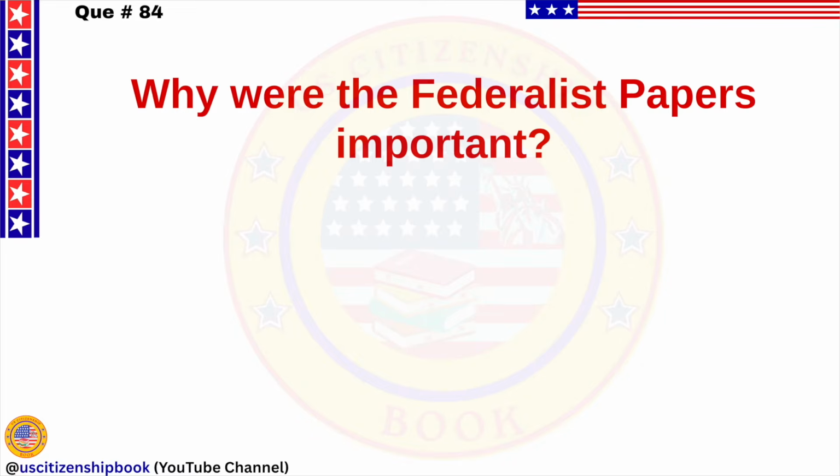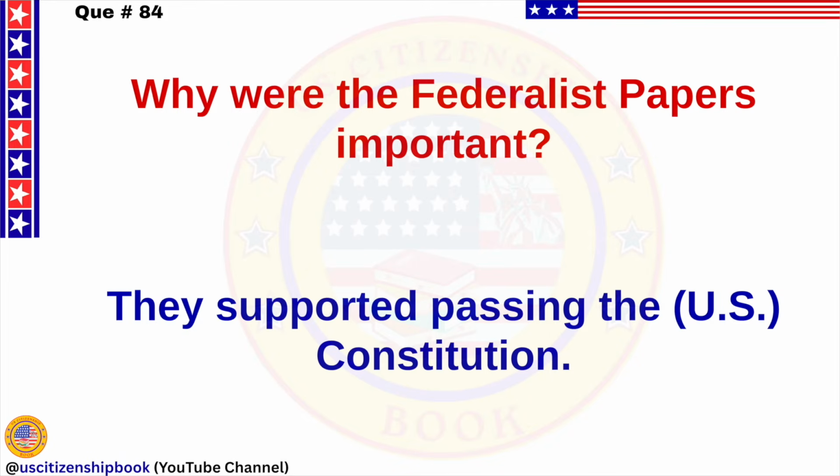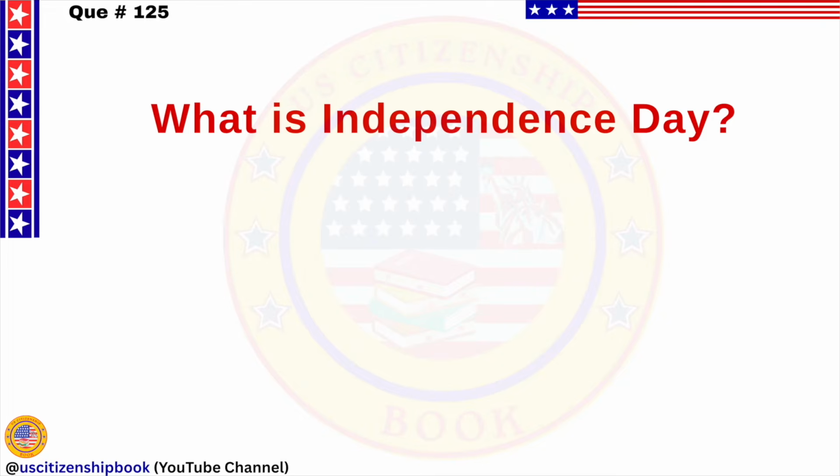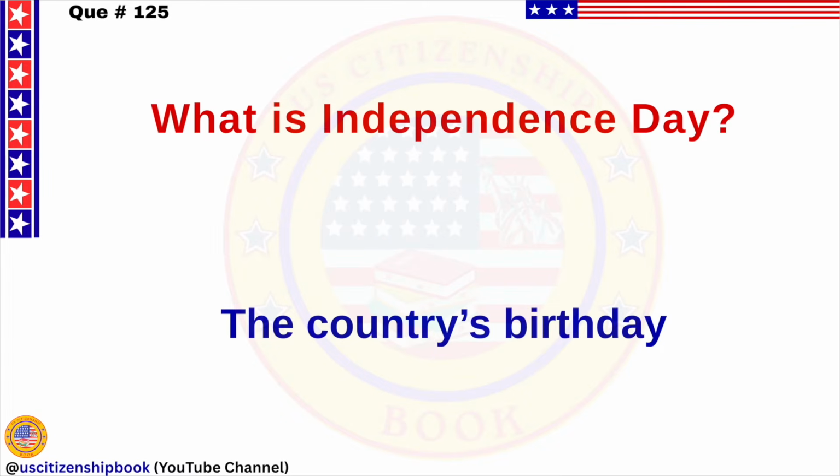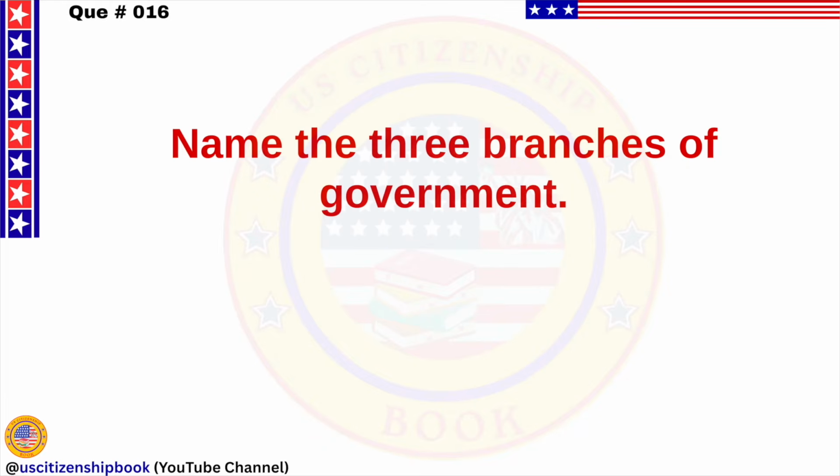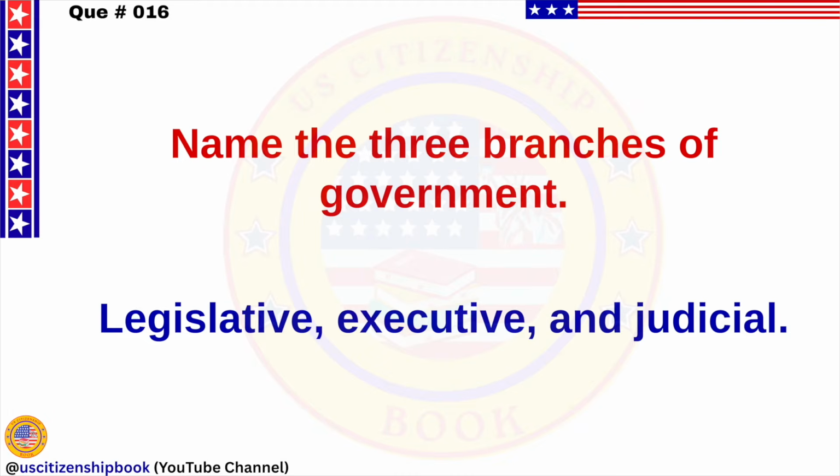Why were the Federalist Papers important? They supported passing the U.S. Constitution. What is Independence Day? The country's birthday. Name the three branches of government. Legislative, executive, and judicial.